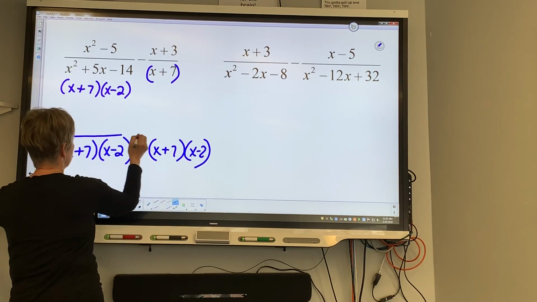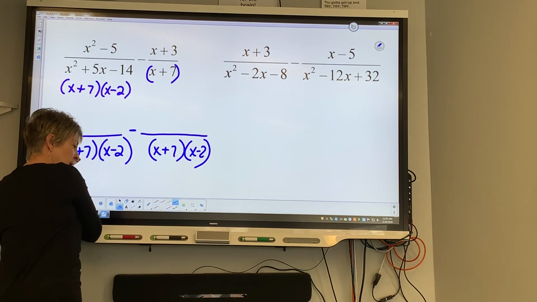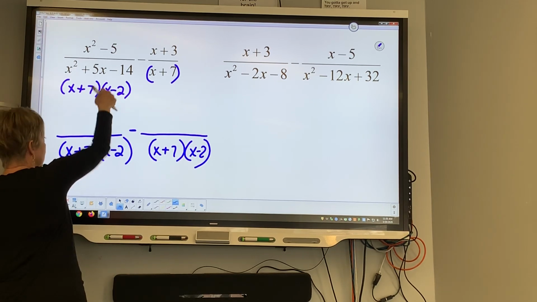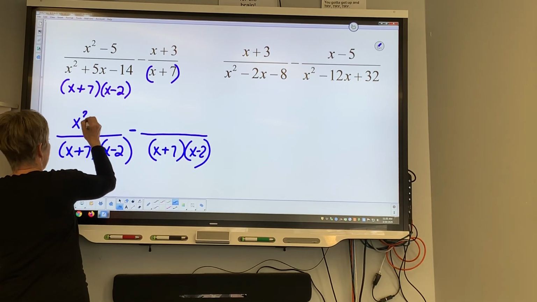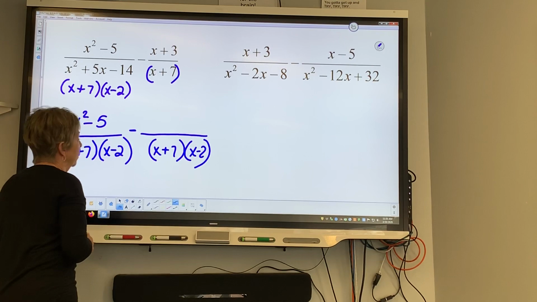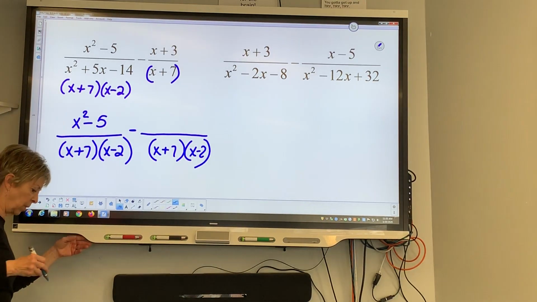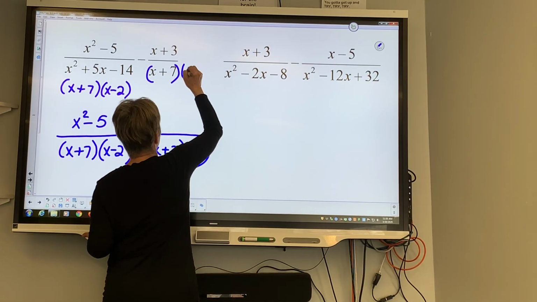Okay, so I've got to change these both to the common denominator. This one isn't missing anything. It already has the common denominator, so I don't need to change it. If I'm not changing the denominator, I don't need to change the numerator. This one is missing a what? It has an x plus 7, but it's missing an x minus 2.